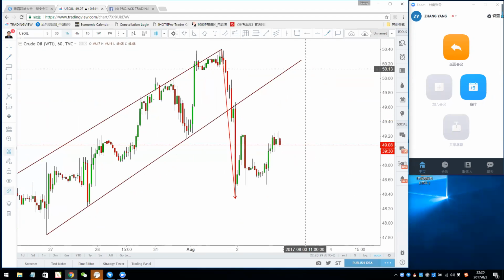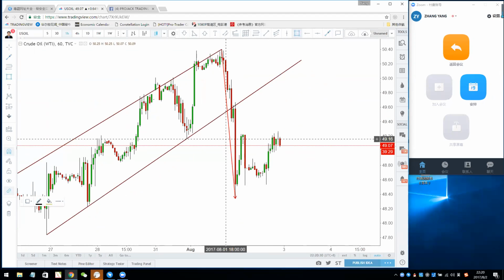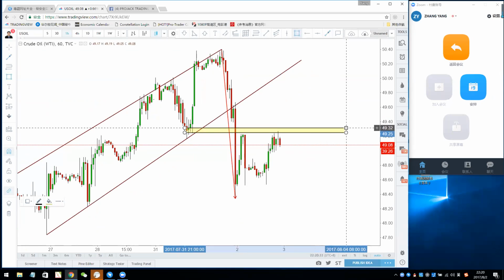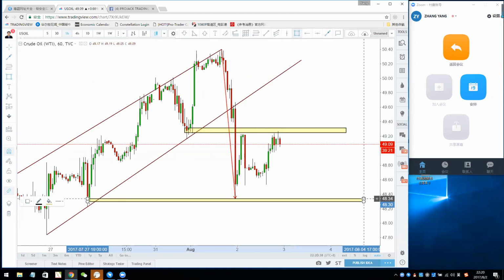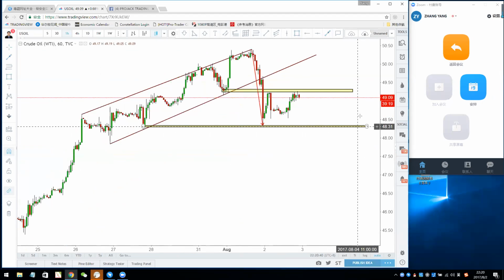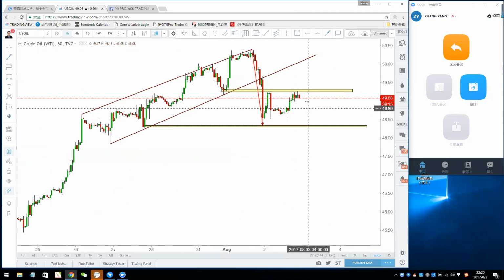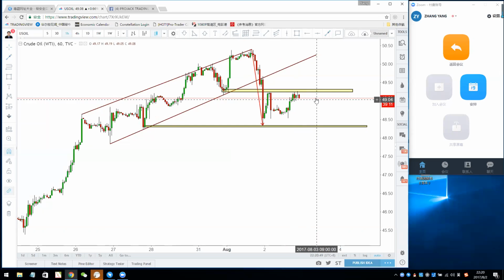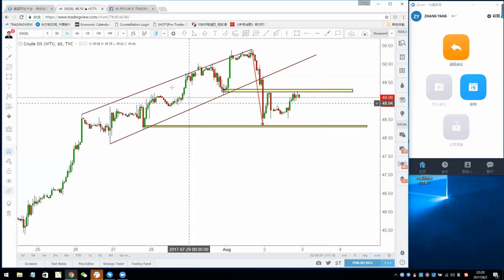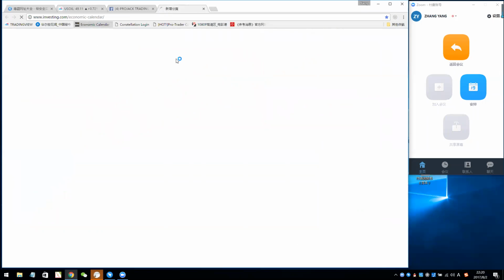So right now the oil is in a range, from here to here, from 48.20 to 49.20, that's a $1 range. Within this range, you want to buy low and sell high, of course. But be careful about the EIA inventory, which will be announced in just 10 minutes. If I'm not wrong, it should be 10 minutes later, right?